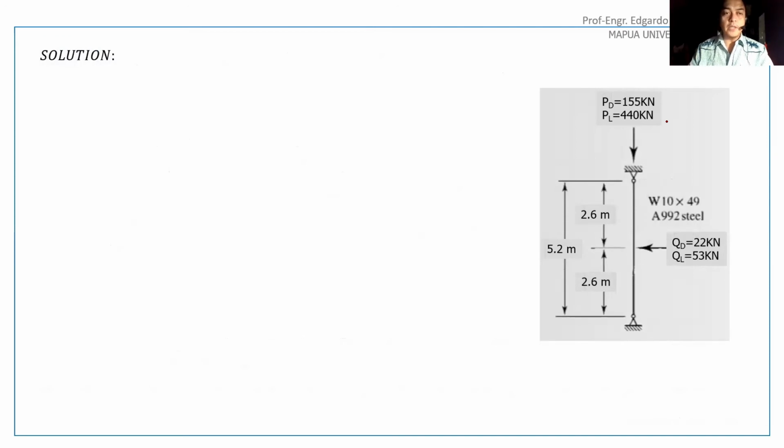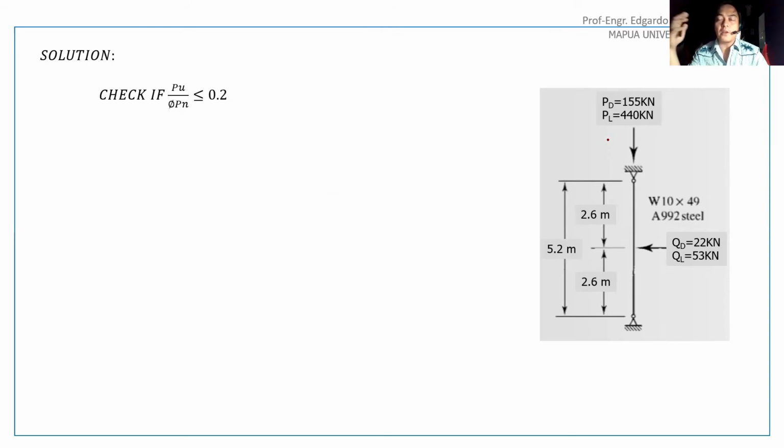So for the solution, whenever you encounter such a problem, like this example, we are convinced that the member is a beam column. Because of the presence of the axial compressive load, that makes it a column. And due to the lateral load, the Q loads, that makes it a beam. So whenever we have a member resisting axial compression and bending or transverse load, it would be considered a beam column.